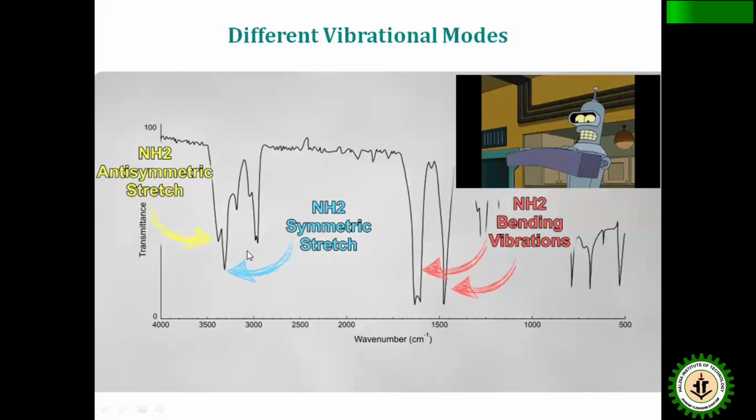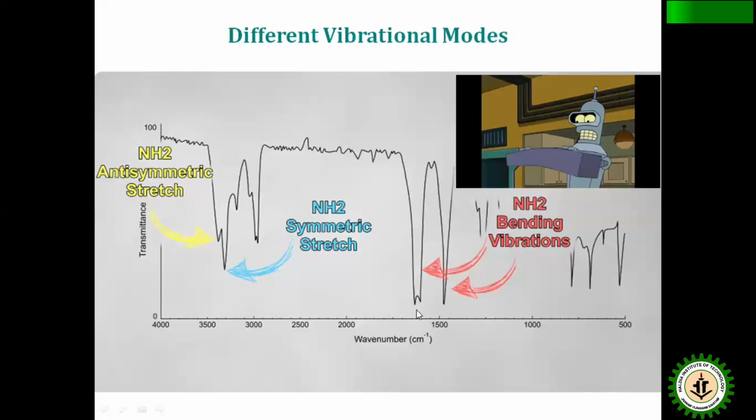This is very easy to understand because if we consider this cartoon, then it can be seen that it is much easier to bend an iron bar as compared to stretch it. So bending is easier, it requires less energy, and it appears at lower frequency as compared to stretching vibrations.